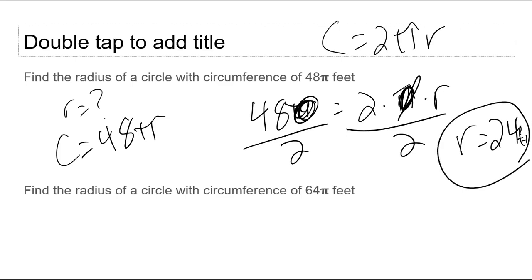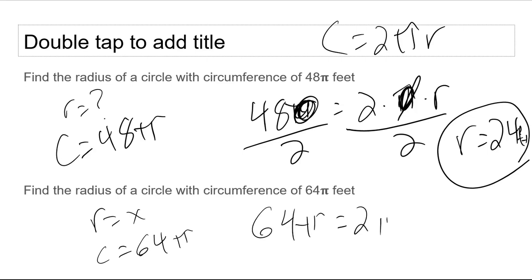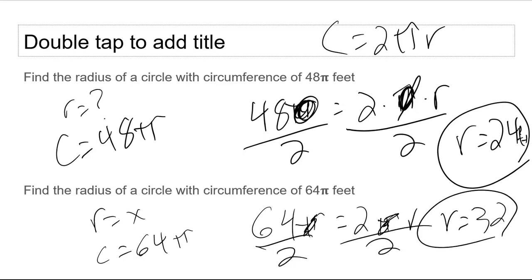Same thing on the bottom. We're going to get radius we don't know. Circumference is 64 pi. And then we do 64 pi equals 2 times pi times r. Eliminate the pi's. Divide by 2. So r equals 32 feet.